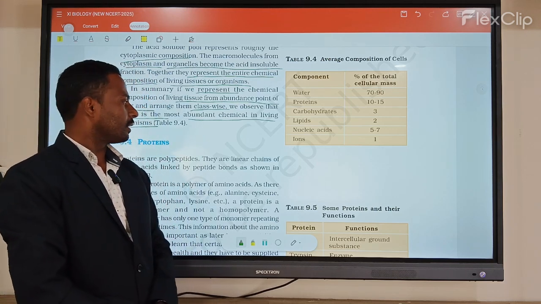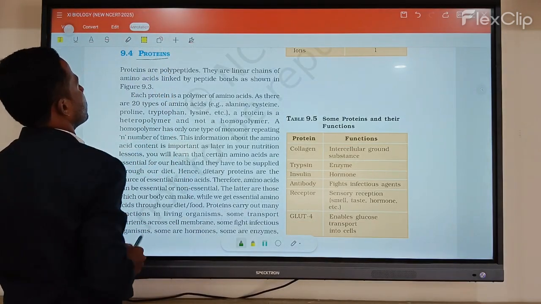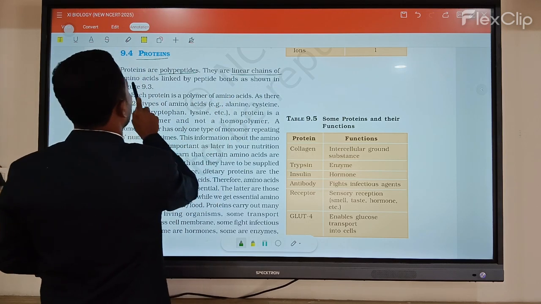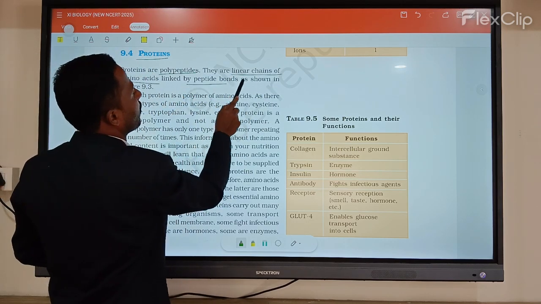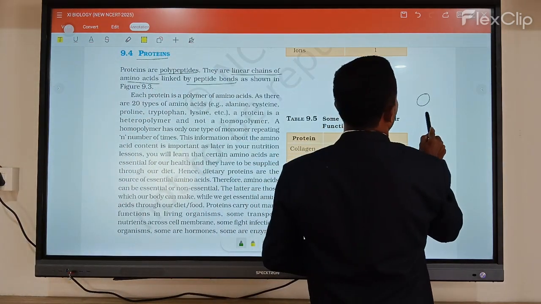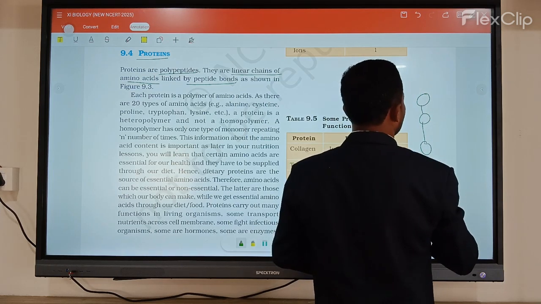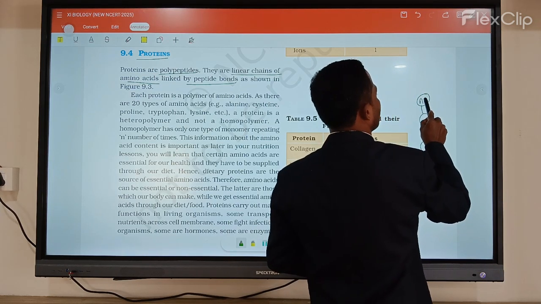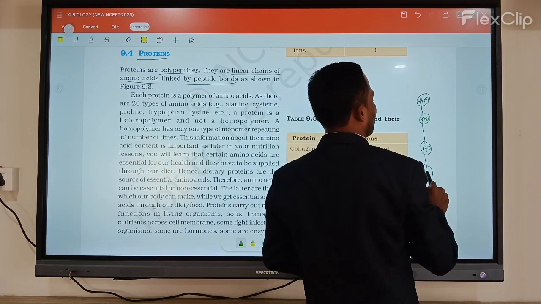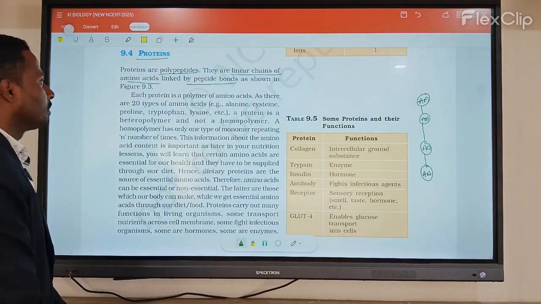Okay, this is some information about biomacromolecules. Proteins are polypeptides. They are a linear chain of amino acids linked by peptide bonds, as in figure 9.3. Here the amino acids form a chain-like structure with the help of peptide bonds. For example, these amino acids bind with each other through peptide bonds. So this is a protein chain.